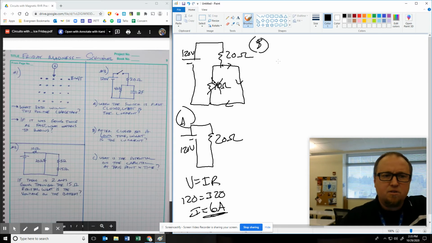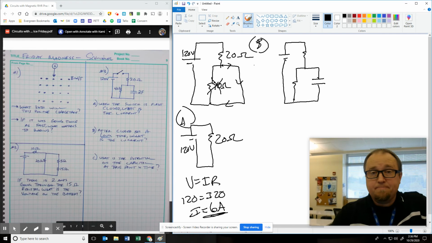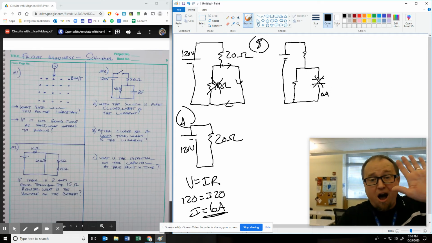Part B, we're going to look at how it is different, after this has been closed for a long time. A lot of you on the test had a wrong answer, but it was a good answer. I knew what you meant. You said 0 amps. Not completely true. You're right, going through here is 0 amps. Going through the capacitor is 0 amps. It basically is blocking the current. It's like a barrier.